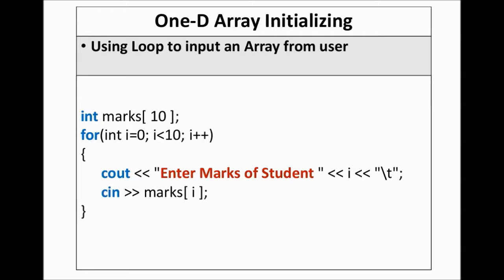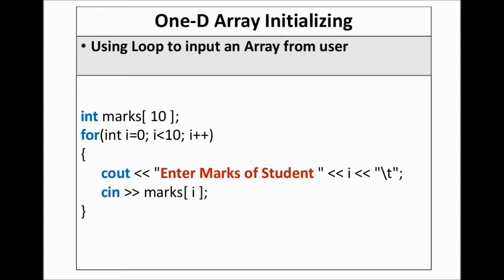So loops are frequently used to input and output data in an array. The use of loops with arrays makes the process of input and output faster and easier. It also reduces the code written for this purpose. For example, we have an array with the name marks and the total size of this array is 10.